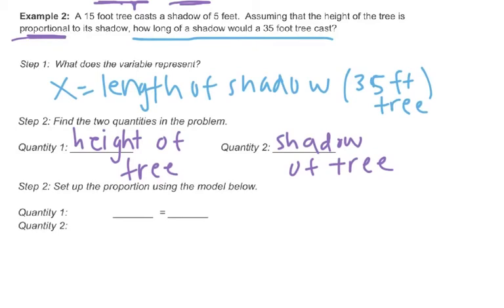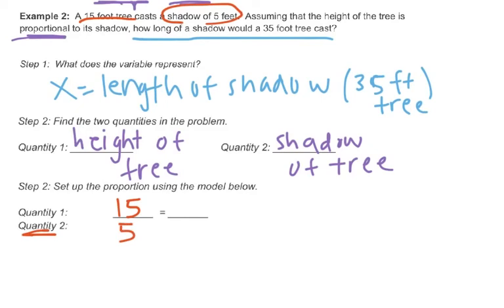Now, we know that the 15-foot tree, we're going to put that up here, over quantity 2, I'm getting that from right here. Well, quantity 2 is a shadow, and it tells us that the shadow is 5 feet. So 5 goes here.